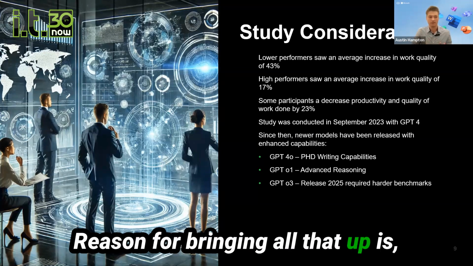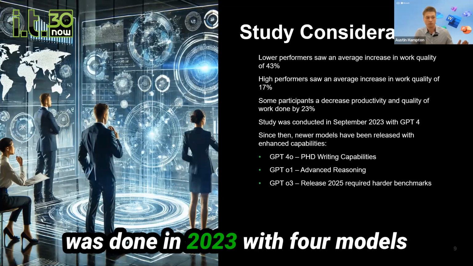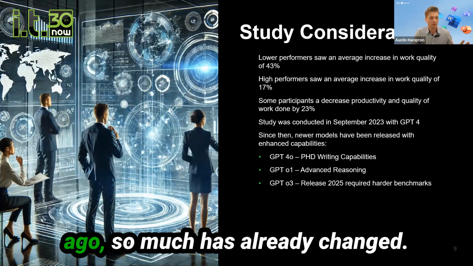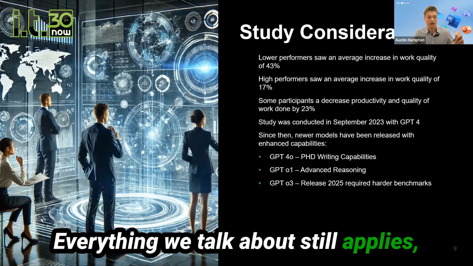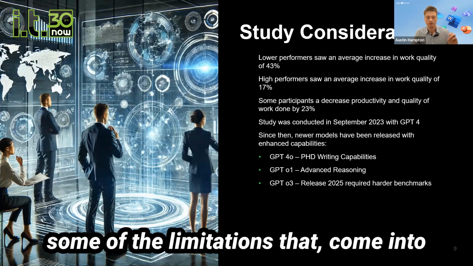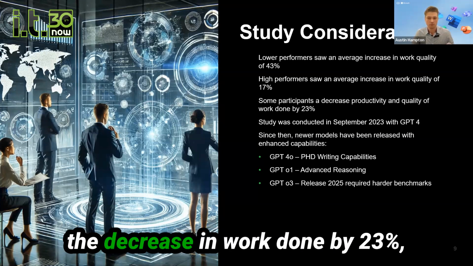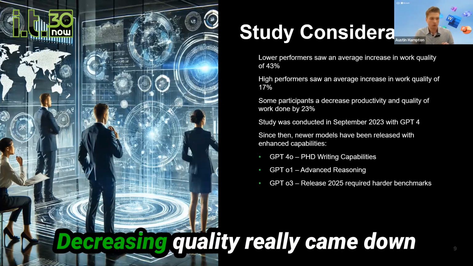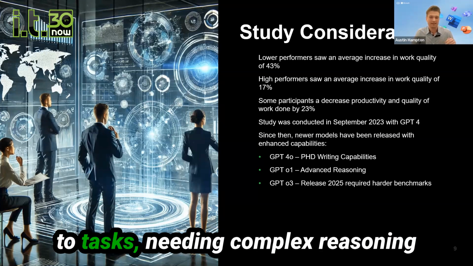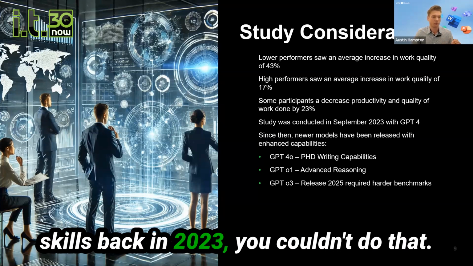The reason for bringing all that up is that the study was done in 2023 with GPT-4, models ago, so much has already changed. Everything we talk about still applies, but some of the limitations behind the 23% decrease in quality really came down to tasks needing complex reasoning skills. Back in 2023, you couldn't do that.